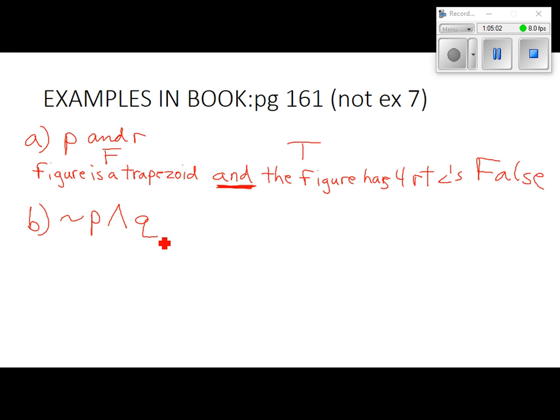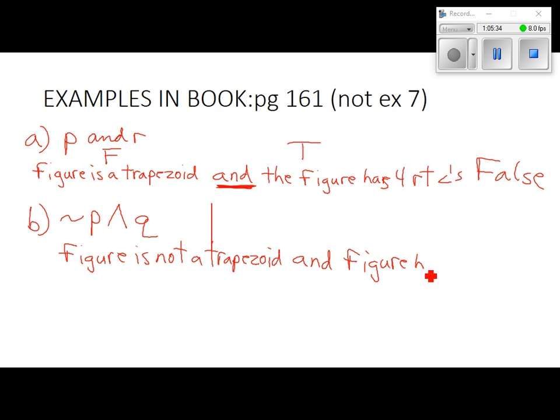So what's the statement for P? The figure is a trapezoid. Not a trapezoid. So we're going to say the figure is not a trapezoid. What's the symbol? And what's the statement for Q? The figure has 4 congruent sides. Figure has 4 congruent sides.